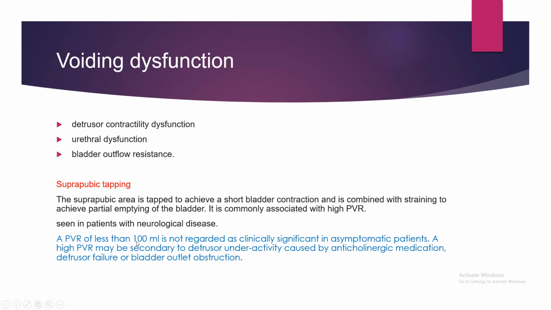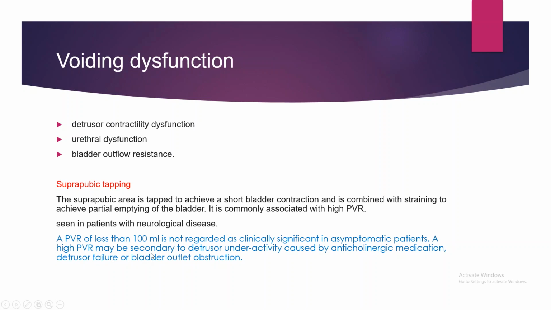Now, PVR less than 100 ml. For post-void residue, they have given different values. Exactly which value is correct, we don't know, but it is between 50 to 100. So PVR less than 100 is not regarded as clinically significant. Somewhere they have given it as 50, somewhere 100, and somewhere more than 150 is significant. I don't think anybody will ask you what the significant PVR is.